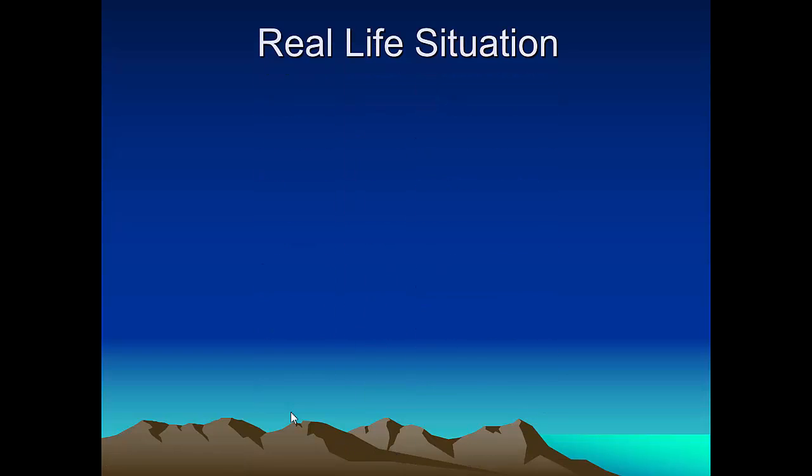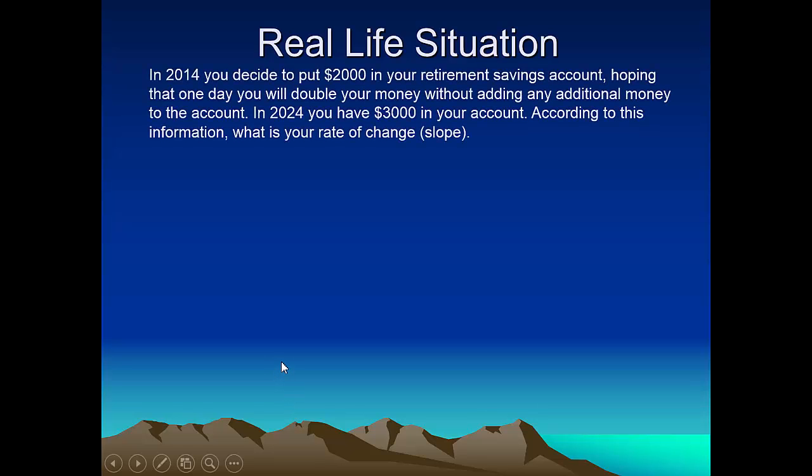Now we have our real life situation. We always have to relate our math to real life. In 2014, you decide to put $2,000 in your retirement savings account, hoping that one day you will double your money without adding any additional money to the account. In 2024, you have $3,000 in your account. According to this information, what is your rate of change, which is your slope?